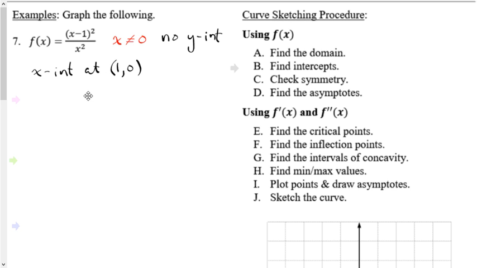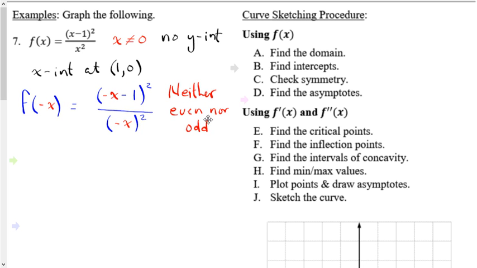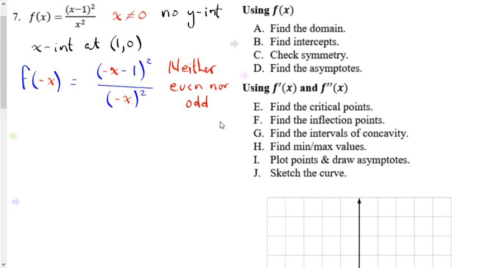Then we check the symmetry. When I replace the x's with negative x, in the denominator, that x squared will again be an x squared once I square to get rid of that negative. But in the numerator, I'll have a negative x minus 1. I can't do anything to that to make it look like x minus 1 all squared. So this is neither even nor odd. So I need to check both sides of the y-axis, positive x values and negative x values, and find the details all the way through.